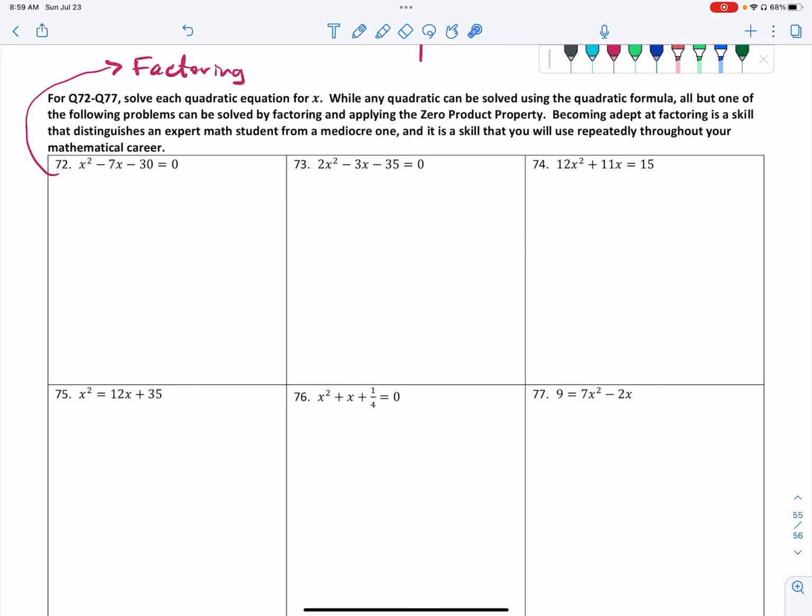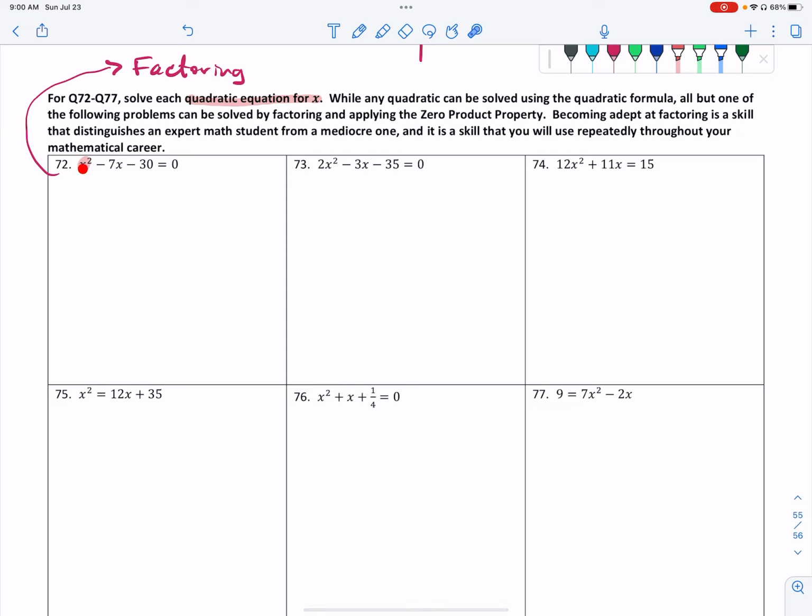For question 72 through question 77, solve each quadratic equation for x. So let's pause right there and talk about quadratic equations. Quadratic equations happen when the highest power is 2 on any term. We had talked about the fact that if the highest power is 1, it's a linear equation. Highest power 2 makes it quadratic.